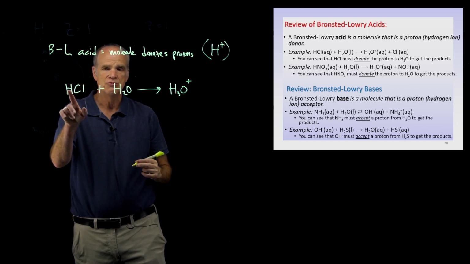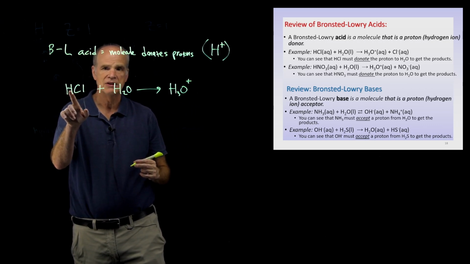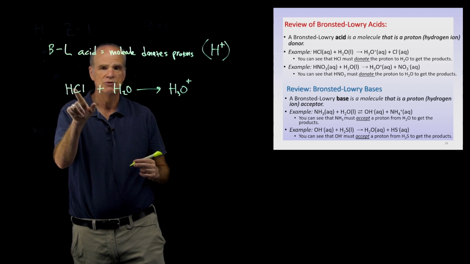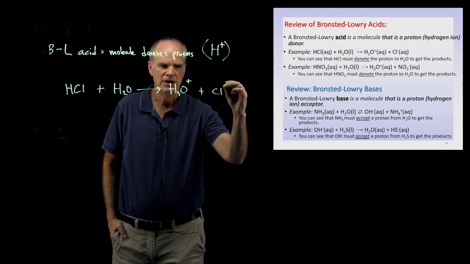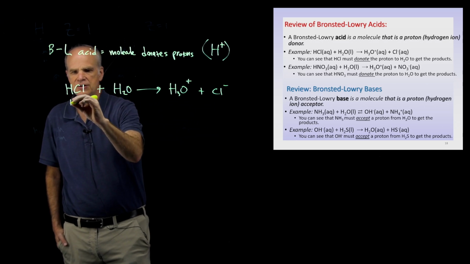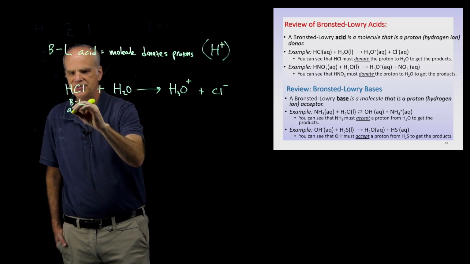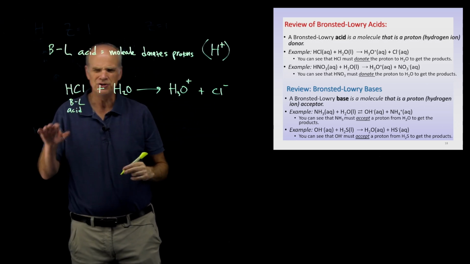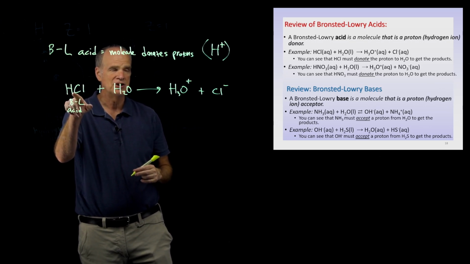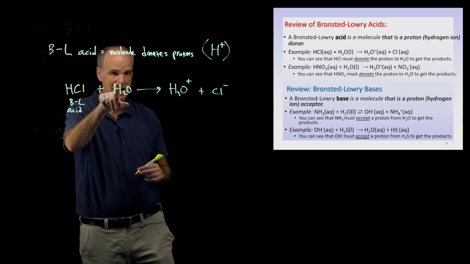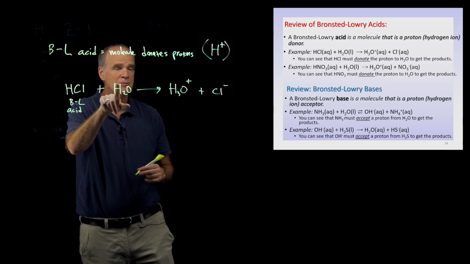Now, imagine what hydrogen chloride would look like without the hydrogen ion. Well, it's just going to look like a chloride ion, right? So I'm going to write plus Cl minus here. So HCl is a Bronsted-Lowry acid. Now, to really understand that here, what this HCl molecule is doing is it is donating not a hydrogen atom, but a hydrogen ion, which is a proton.